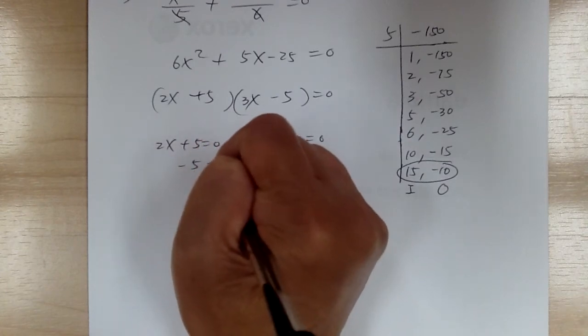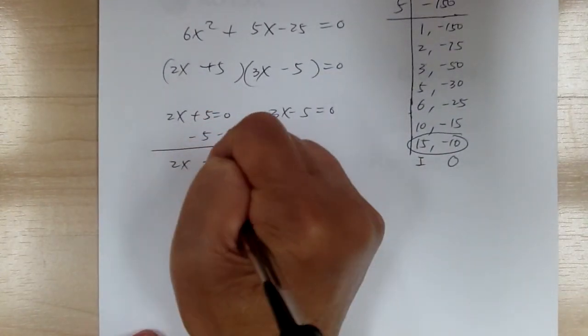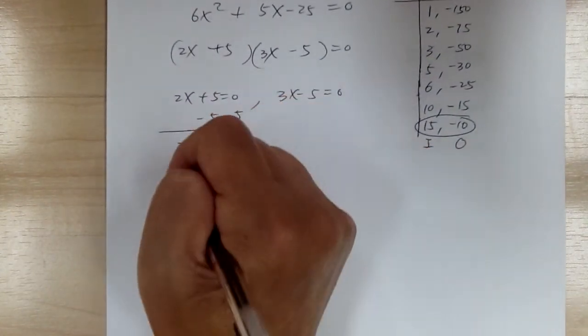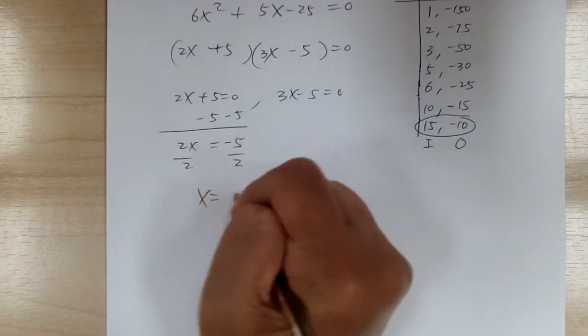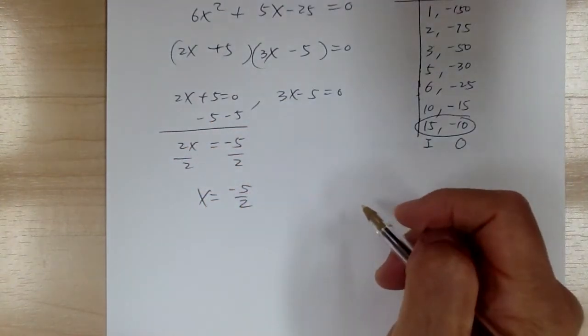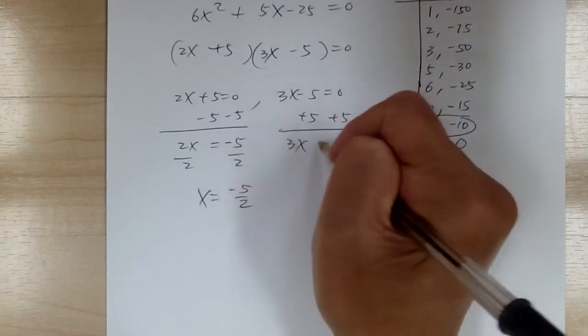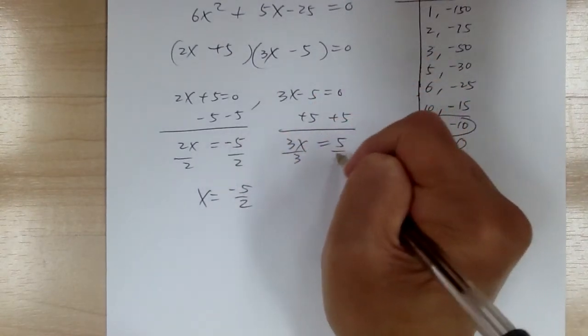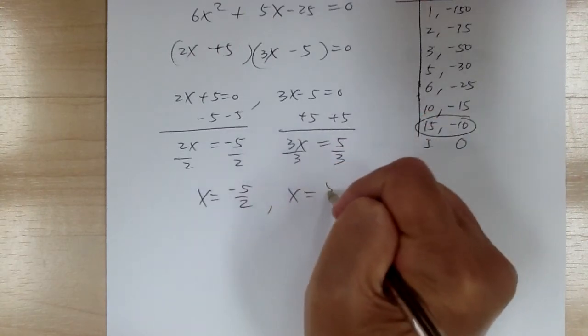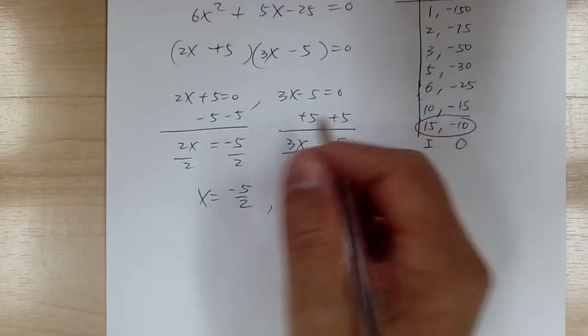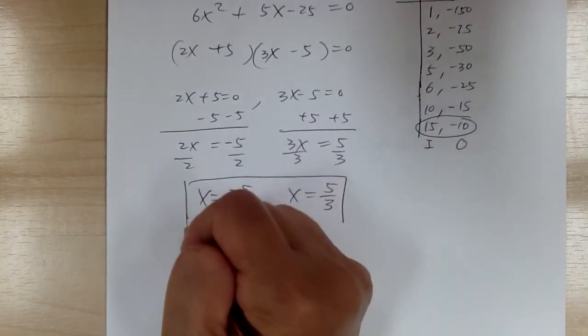So minus 5 on each side. You get 2x equal to negative 5. Divide by 2. So x equal to negative 5 over 2. Over here, you plus 5 on each side. So you get 3x equal to 5. Divide by 3, divide by 3. So you get x equal to 5 over 3. Okay, and so those are the two answers.